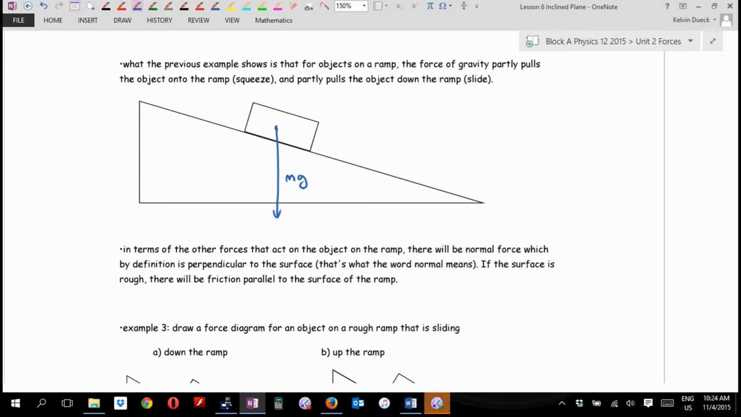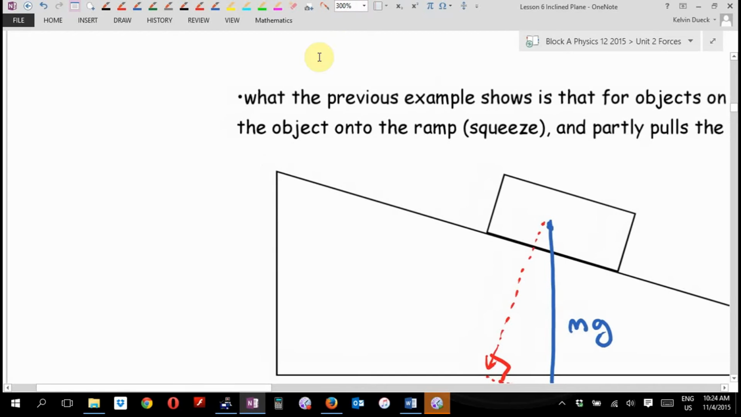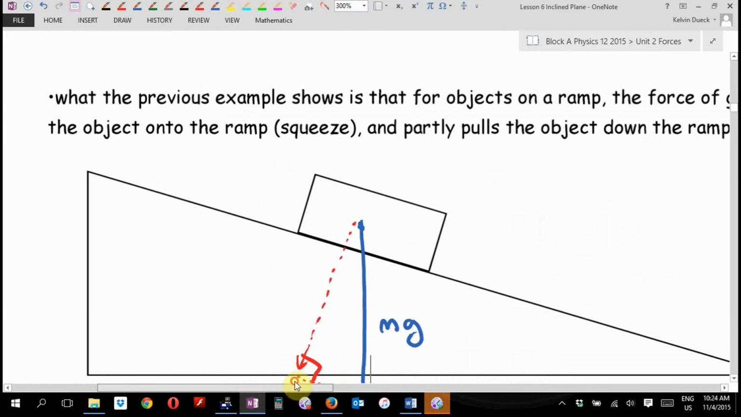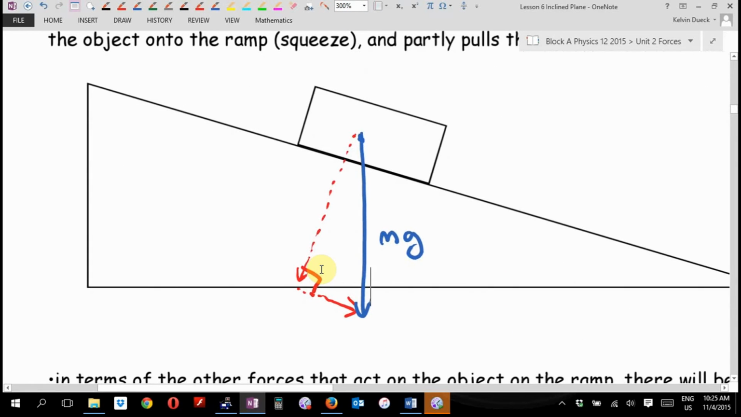What we're going to do is break this up into components. We're going to say that this is made up of a perpendicular component and a parallel component with a lovely right angle there. Let me zoom in so you can see this even more. We're always going to break gravity up into squeezing into the ramp and sliding down the ramp.